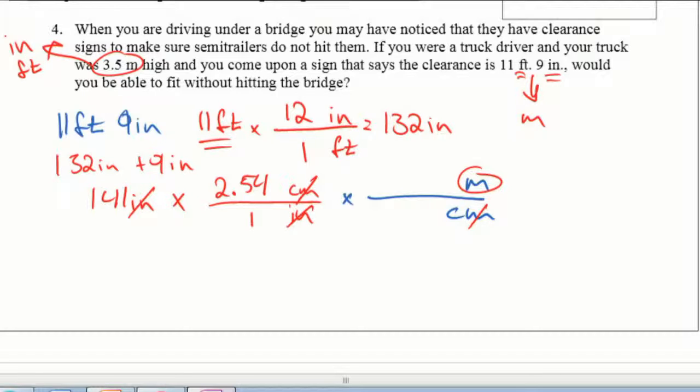And the relationship between meters and centimeters is, I know that 1 meter is 100 centimeters. All right, so what I'm going to do is multiply all my tops together and then divide by anything on the bottom. So when I punch this into my calculator, it's going to look like 141 times 2.54. Then I'm going to multiply by 1, but I don't need to multiply by 1. So I'm just going to end up dividing by that 100. I end up with 3.58 meters.